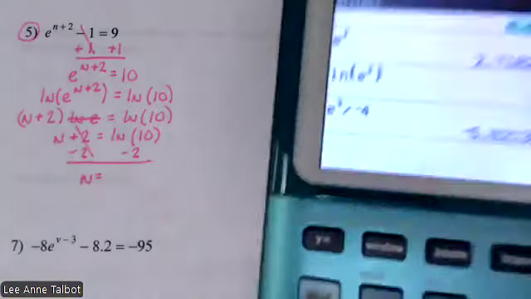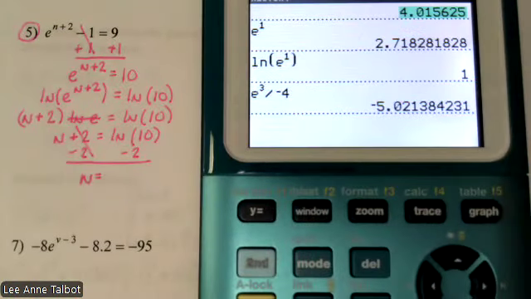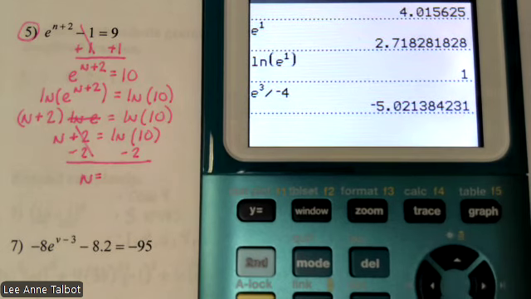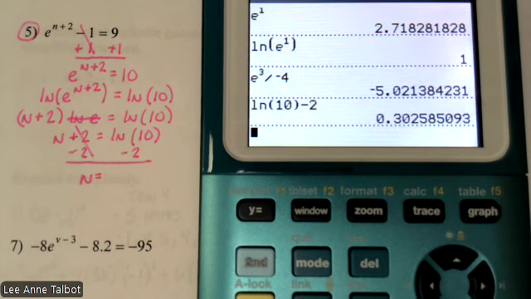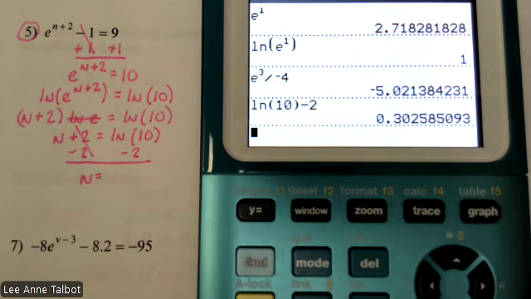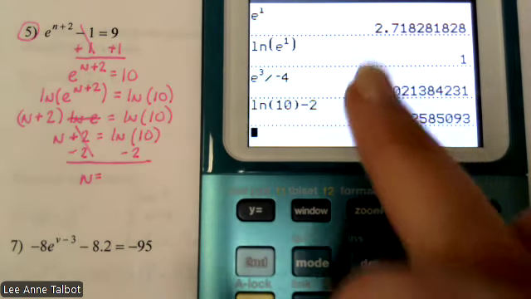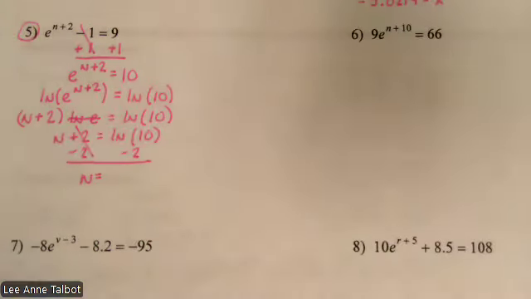Okay, so this might be your first time hitting the natural log button. So natural log, hold on. Natural log of 10. Make sure to end your parentheses, -2, 0.3026.